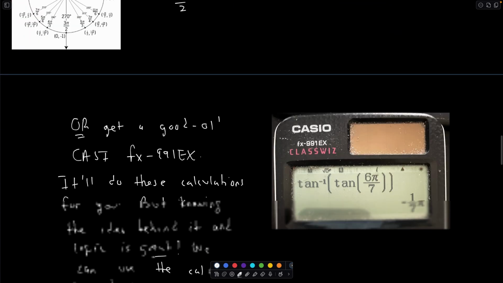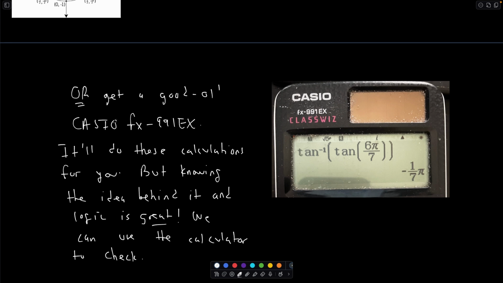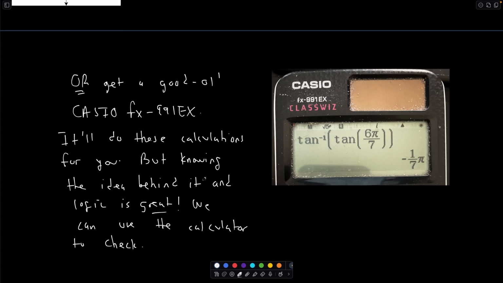What you could do, this is my favorite friend. This is a dusty old Casio FX991EX. I've had this for a long time, right? You could just get one of these, and these will do the calculations for you, right? But I like knowing the idea behind it. So that's how I ended up being a math major. I like the ideas behind things. But in general, as you could see, you could just punch this in the calculator and it gave us the solution that we thought of.